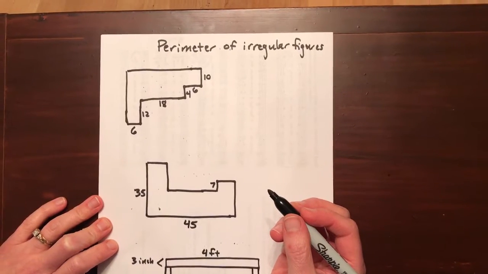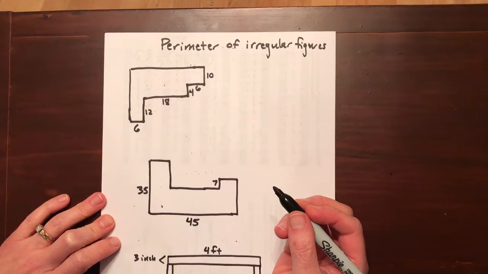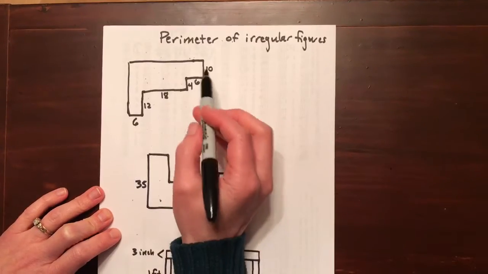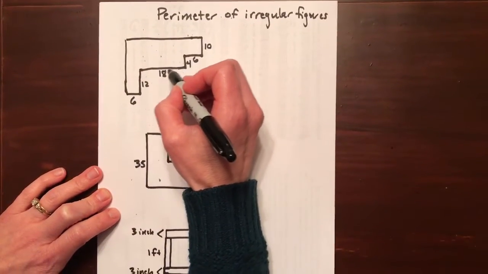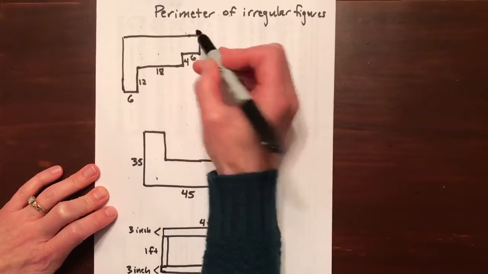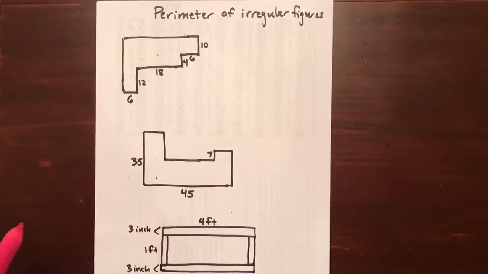Sometimes we have to figure out the lengths of missing sides on a figure. So take a look at this irregular figure. I've got all of these sides listed, but I don't have these. And so I want you to notice something.